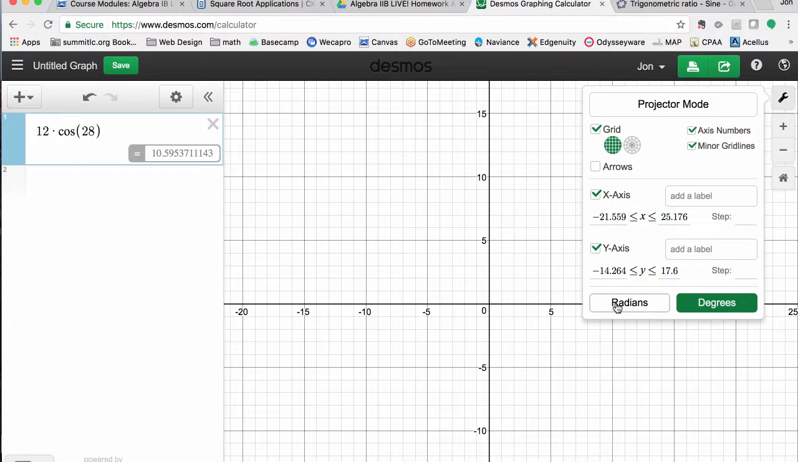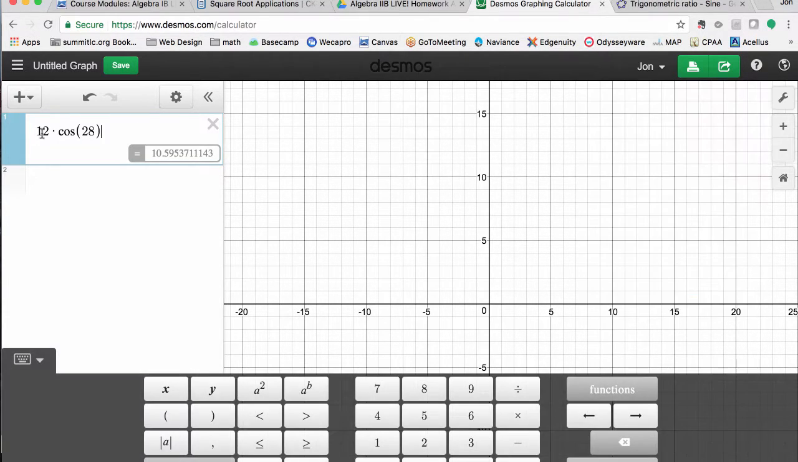At the end of this class, we're going to talk about radians, and as you use your calculator, based on what you're trying to calculate, you need to toggle back and forth between radians, if you're using radian measures, or degrees, if you're using degree measures. This is a degree problem because 28 is degrees, so I need to make sure I'm on degrees. And there we go. 12 times the cosine of 28 degrees is, I'm going to round it to 10.6.